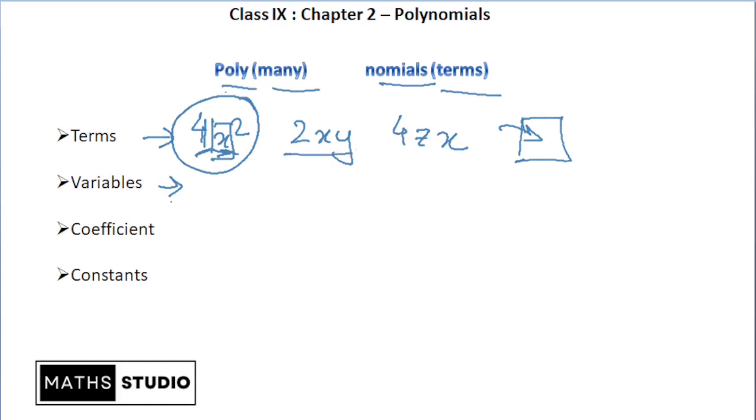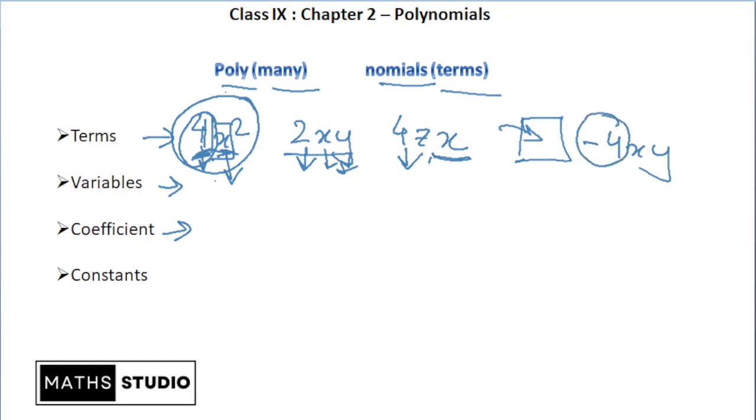Now similarly, what is a coefficient? In the term, the numeric part which is written in the front is known as a coefficient. So in this case 4 is the coefficient, 2 is the coefficient, 4 is the coefficient, and what are the variables? In this case x is the variable, here x and y are the variables, here z and x are the variables. Now if you ask me minus 4xy, in this case the coefficient would be minus 4.